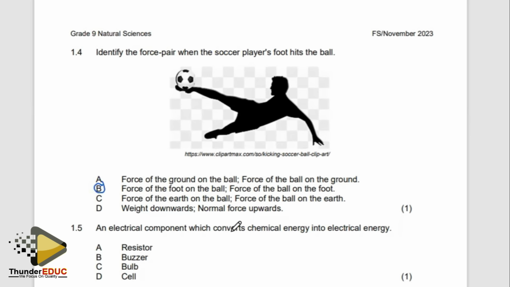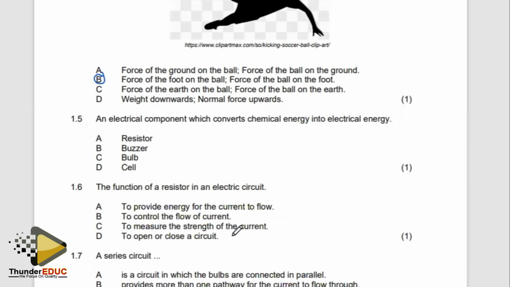Then let's move on to 1.5. An electrical component which converts chemical energy into electrical energy. You have your answers first, and you need to know the function of these components. First, a resistor. What is the function of a resistor? A resistor controls current flow. That's the function of a resistor. Then we have a buzzer. The buzzer converts audio to signal.